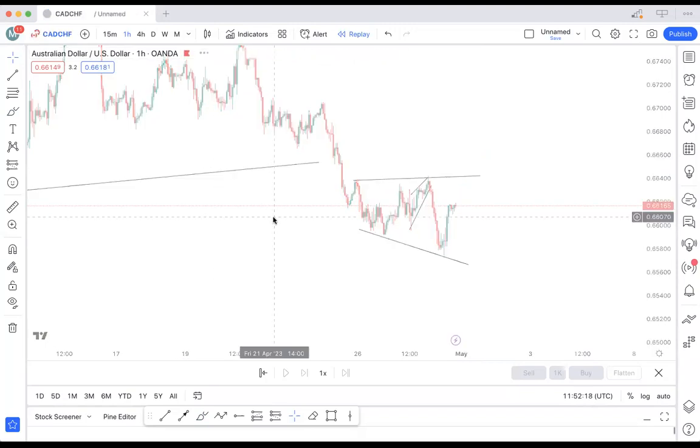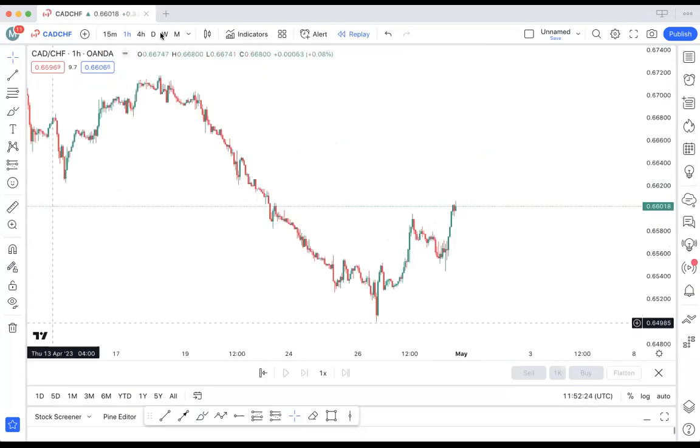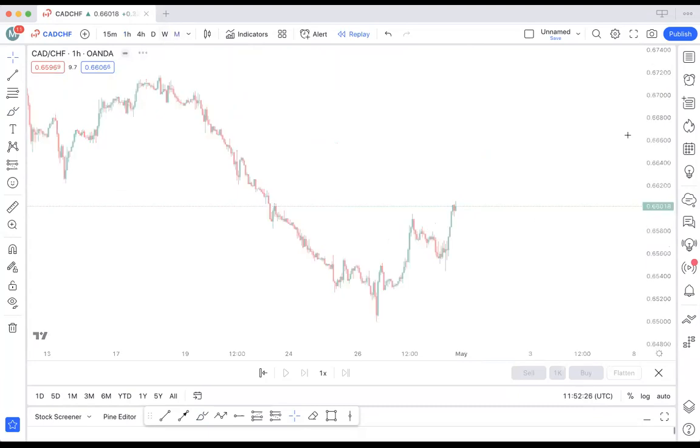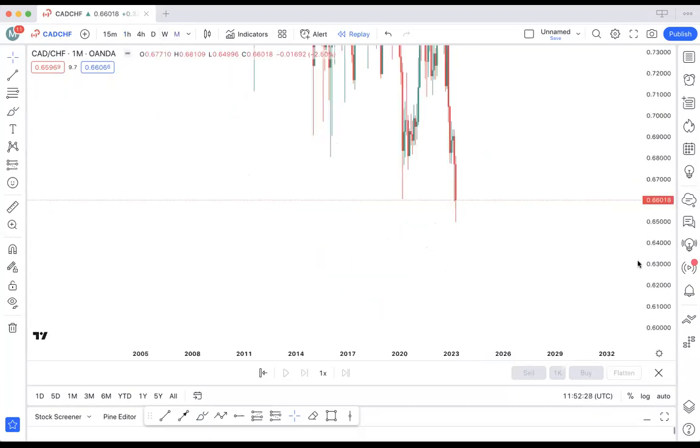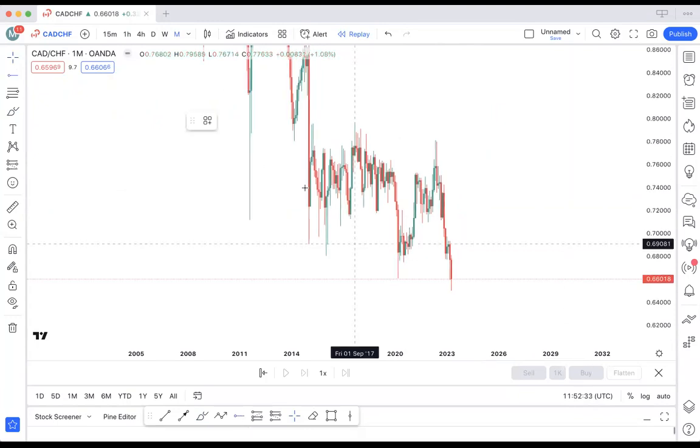Now over onto our next pair, which is what? The Canadian dollar over the Swiss franc. Let's jump on the weekly. So on the weekly, I'm seeing price failing to do what? So that's the monthly. Price is failing to break out from that area.